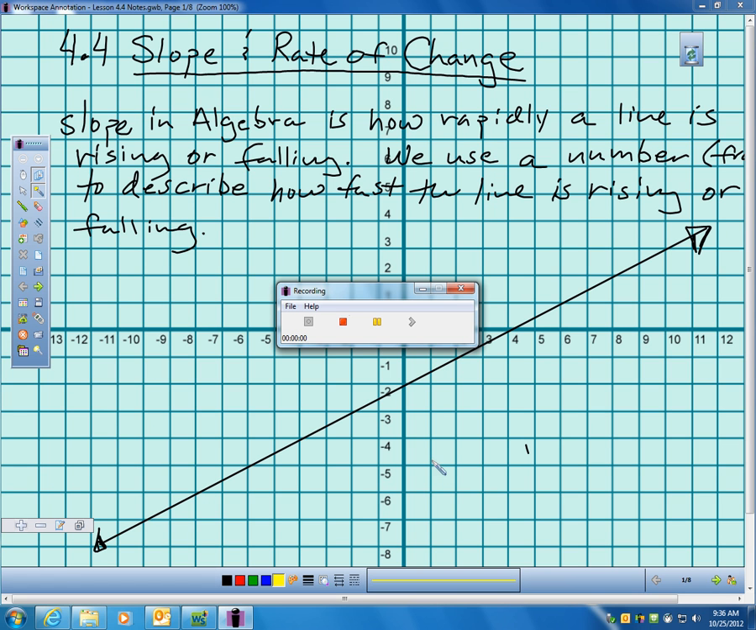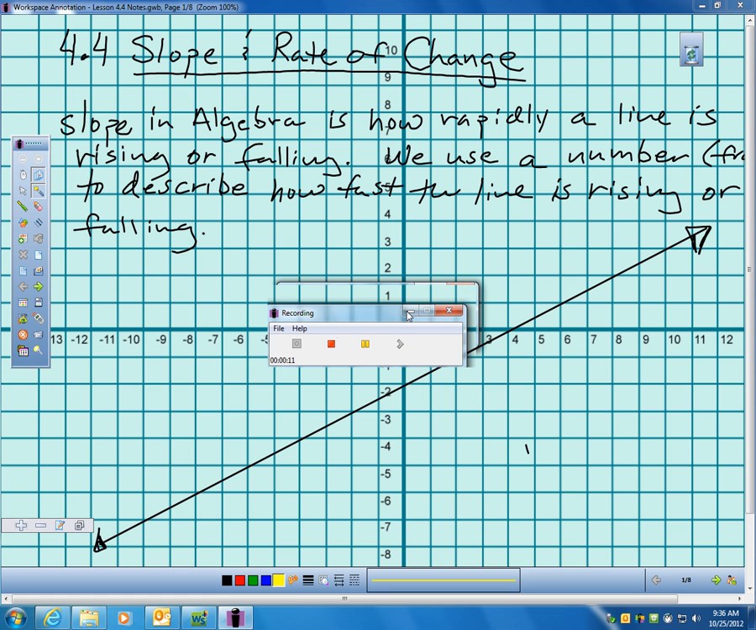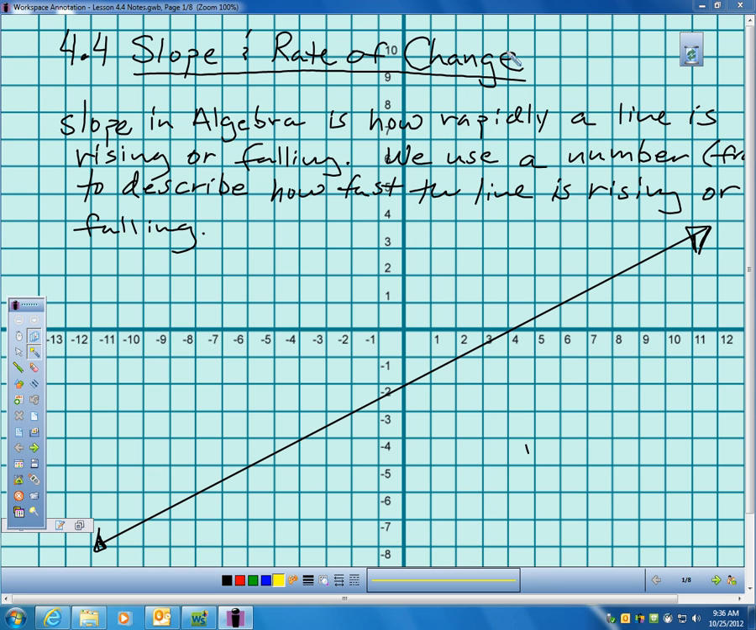Hi, and this is section 4-4, and it's entitled Finding Slope and Rate of Change. I'm on page 235 of your book. I'll give you a second to get that. And again, slope and rate of change.